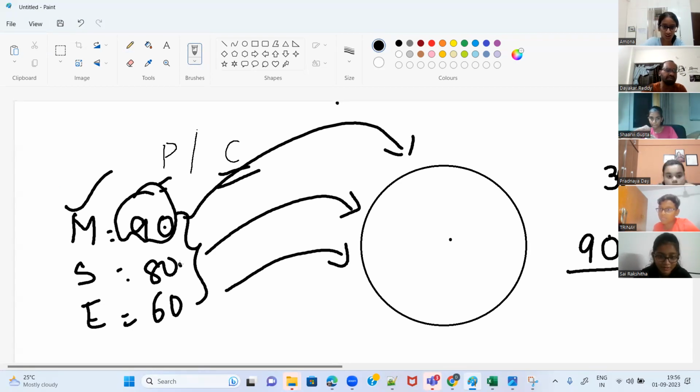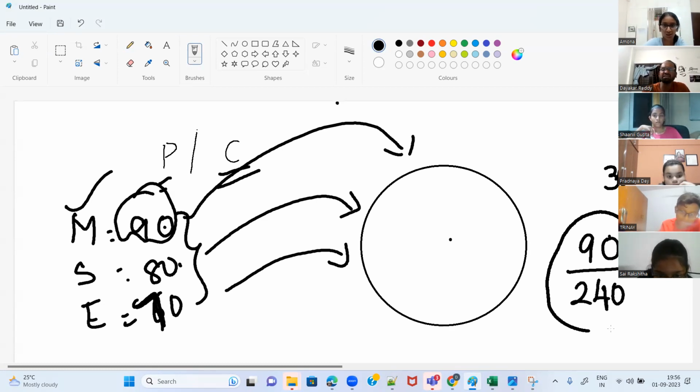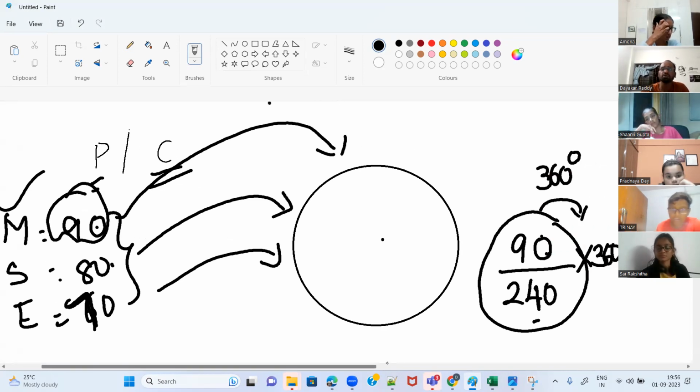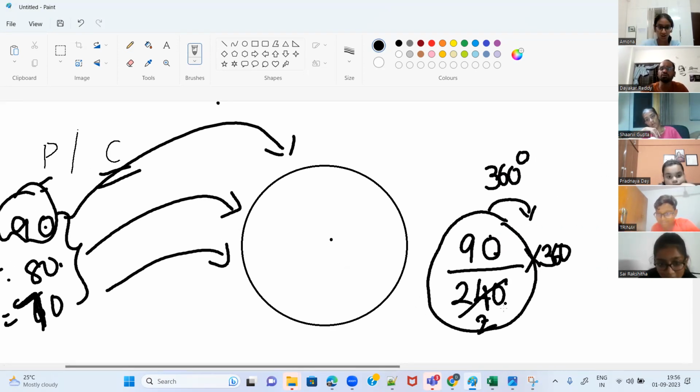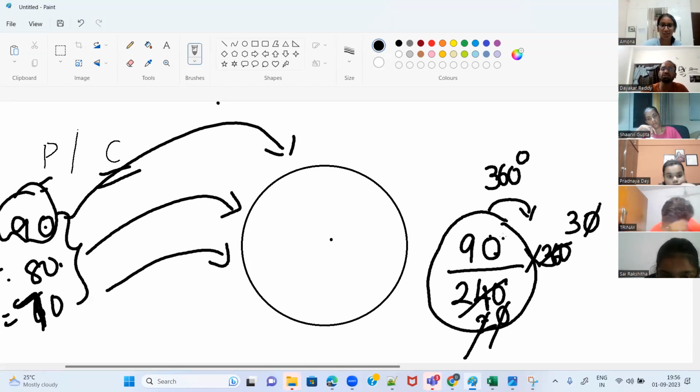What is the total marks in the three subjects? 90 plus 80 is 170, plus 60 is 230. But let it be 70 also, so that the calculation is easy. That equals 240, right? This is the ratio of one single subject to the total marks. But this is not an angle. Now we need to put it into a circle, which means we need to convert into angle. That is 360 degrees. So 90 by 240 into 360. 12 twos are 24, 12 threes are 36. 2 ones are 45. 45 into 3 is 135 degrees.